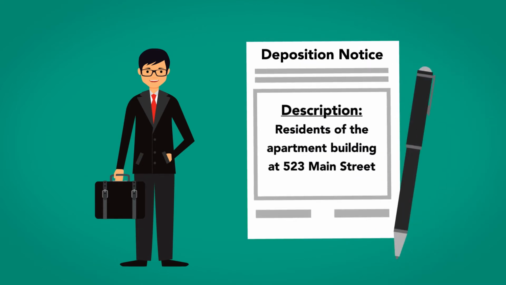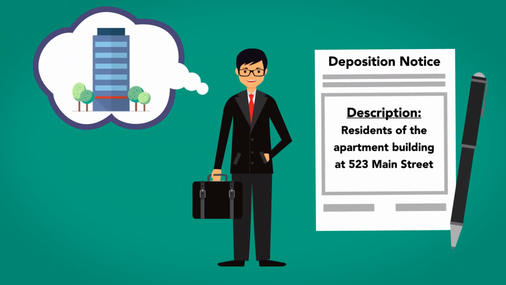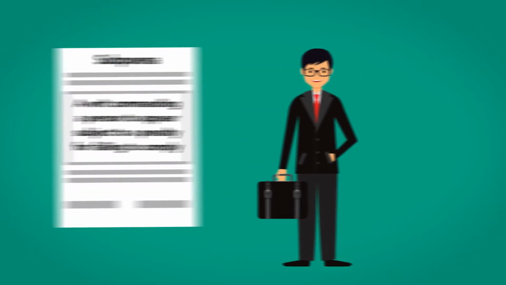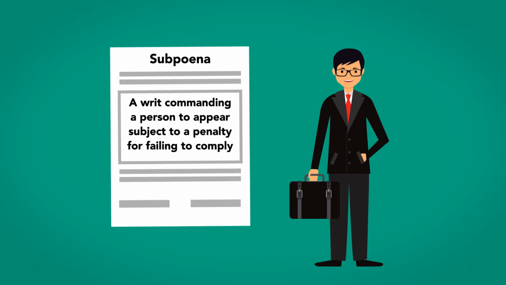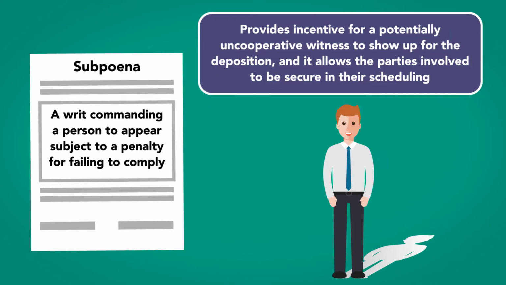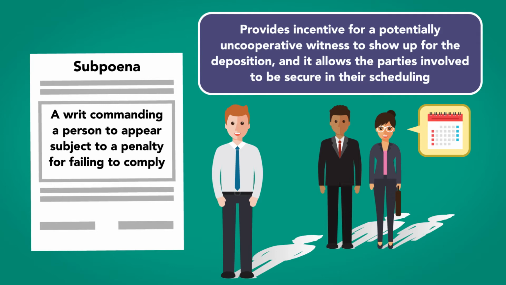This also applies when the deponent is an organization. In that case, the description would allow the organization to identify what witness or witnesses should be designated for the deposition and would be able to answer the questions. Deposition notices are usually accompanied by a subpoena. A subpoena is a writ commanding a person to appear, subject to a penalty for failing to comply. Although a subpoena may not always be necessary, it provides incentive for a potentially uncooperative witness to show up for the deposition, and it allows the parties involved to be secure in their scheduling.